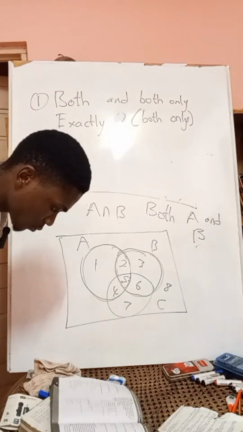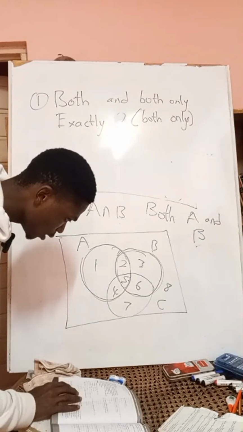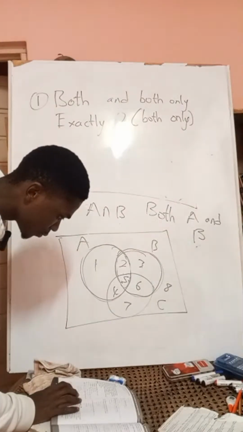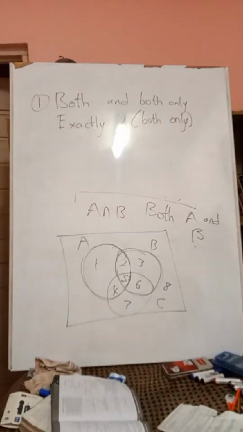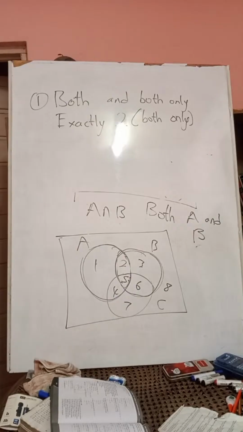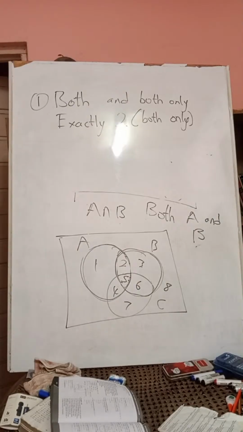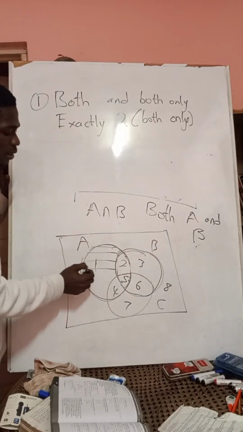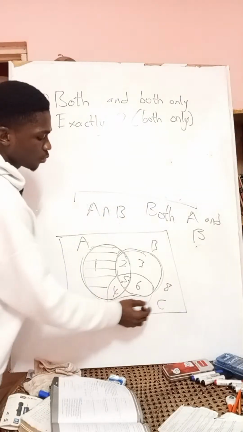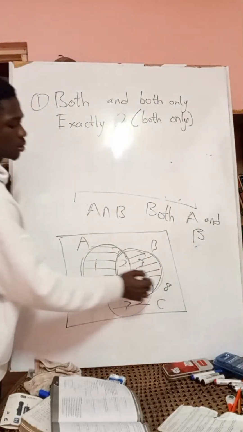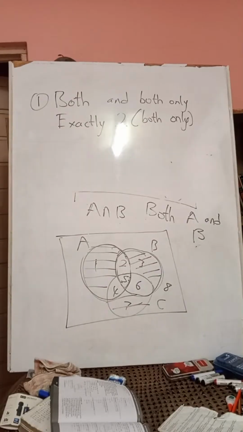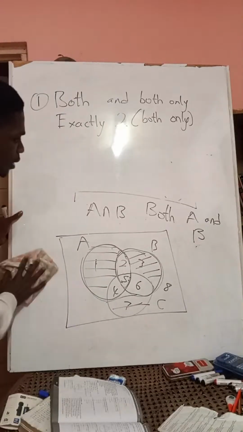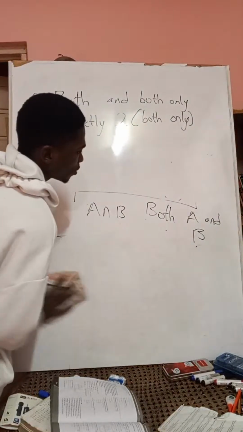Let's go through. Those who study only one subject. When they say only one subject, they are referring to which regions? 1, 3, and 7. That is this region, this region, and then 7. Let me redraw it again so that it will be bigger than this.